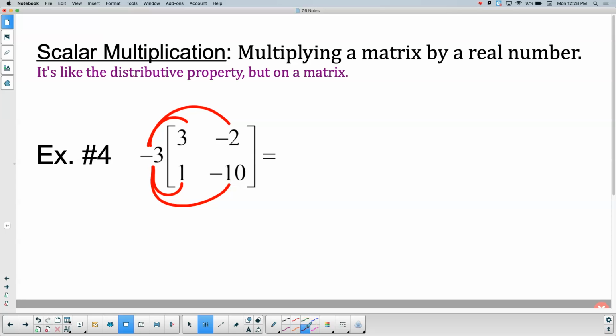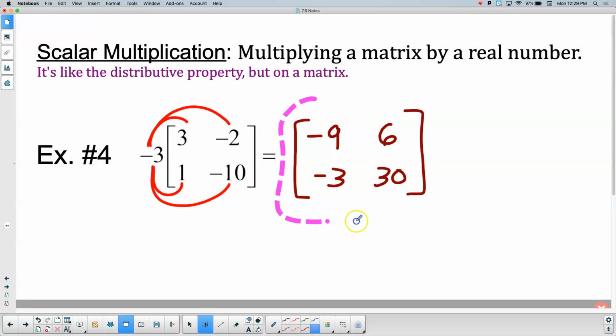So then this would become negative 3 times 3 is negative 9. Negative 3 times negative 2 is 6. Negative 3 times 1 is negative 3. Negative 3 times negative 10 is positive 30. Adding, subtracting, and scalar multiplication do not change the size of your matrix.